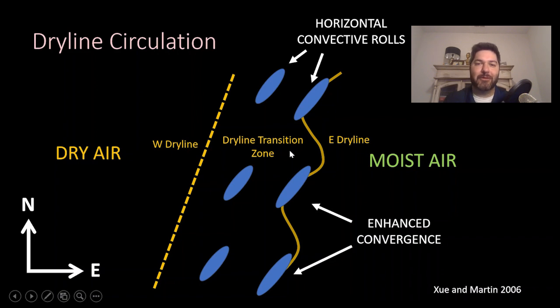I won't get into exactly what they are, but the point is that these horizontal convective rolls are where you see enhanced convergence and get a bend in the dry line. This is where it's most likely that you're going to see convective initiation. So be looking for these on satellite. If you see these, particularly on the eastern dry line, that might be an area to focus your eyes on as you're looking for where storms might develop.